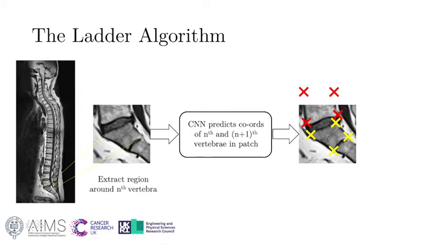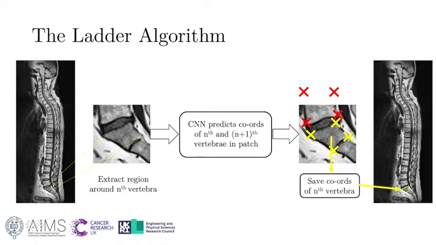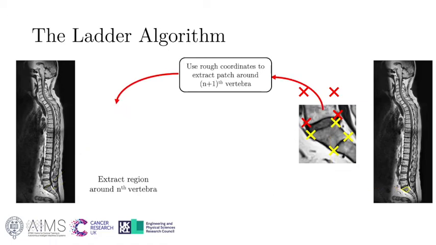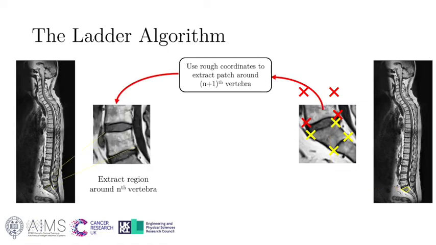The coordinates for the S1 vertebra should be fairly accurate as the patch is centred on S1, and as such we save these as our final prediction. The coordinates for the L5 vertebra are less accurate, and fairly often the network predicts outside of the patch. As such, we use these coordinates to extract a new patch, this time which should surround the L5 vertebra, the next vertebra up in the vertebral column.